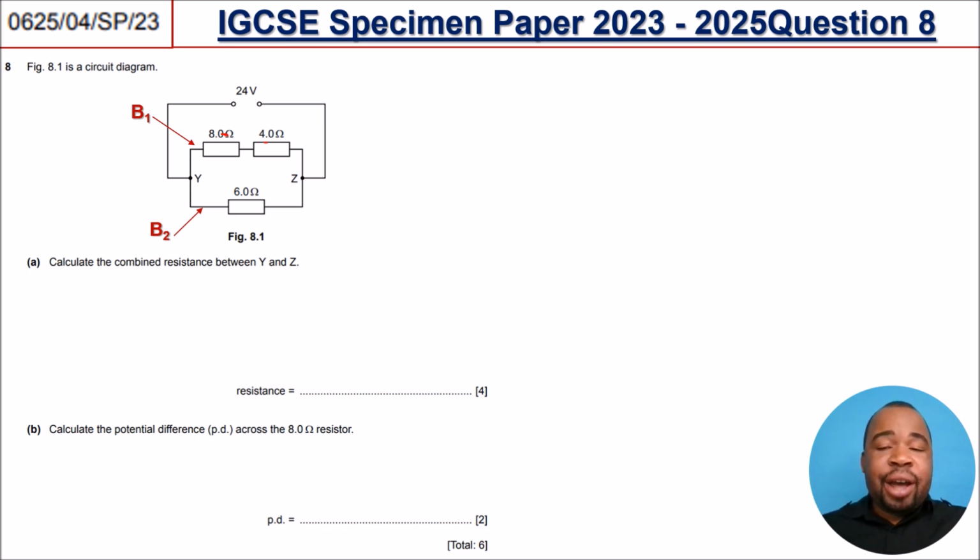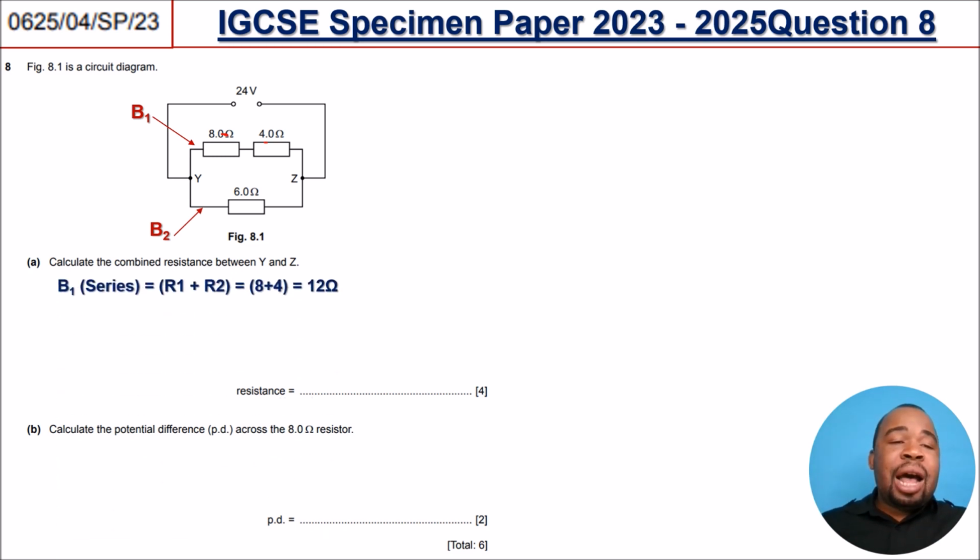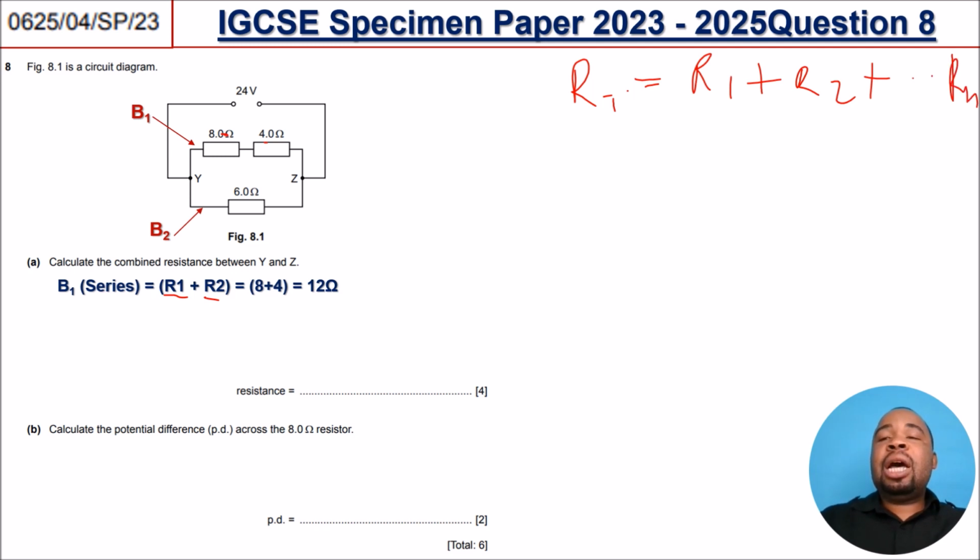So in order for us to find the total resistance or the effective resistance in the circuit, we need to first resolve branches. So let's start by dealing with branch number 1. Branch number 1 has two resistors in series. R1 and R2 are in series. And when resolving resistors in series, we remember that the total resistance is R1 plus R2 plus until we add Rn. So we are just going to add the two resistors, 8 plus 4. That's how we are getting our 12 over here.